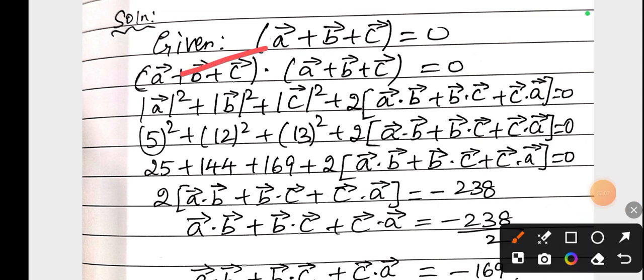So, as usual, a plus b plus c is 0, so the dot product you can do. Then magnitude of a square plus magnitude of b square plus magnitude of c square, then 2 into 2ab plus 2bc plus 2ca. So take 2 common: ab plus bc plus ca. Apply all these values. 5 square plus 12 square plus 13 square. If you add all the things, you are getting 238. Then 238 goes inside, so the answer is minus 238.